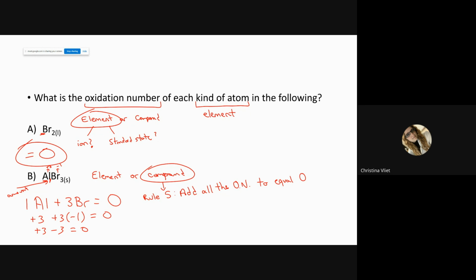Does that equal to 0? Yeah, that works. So the answer is aluminum is +3 and bromine is -1. Meaning that each aluminium loses 3 electrons and each bromine gains 1.